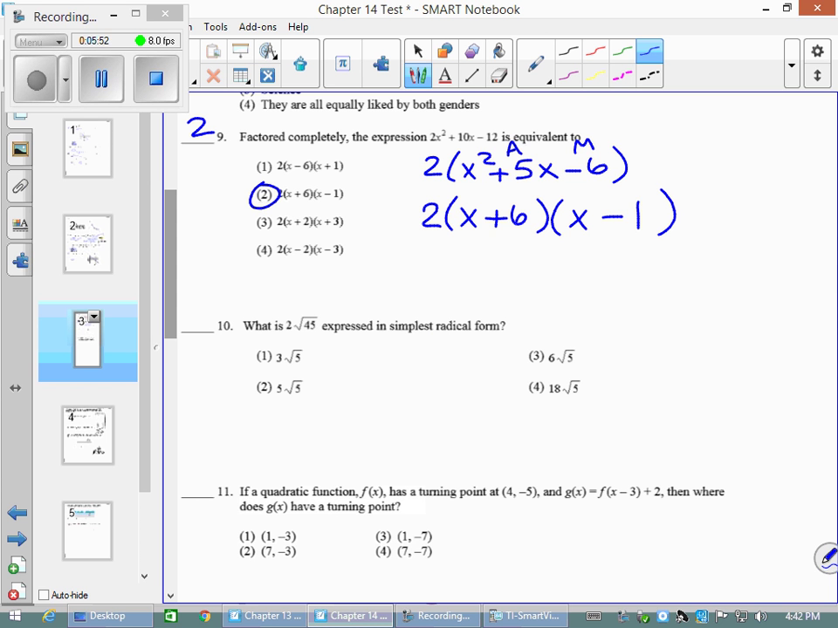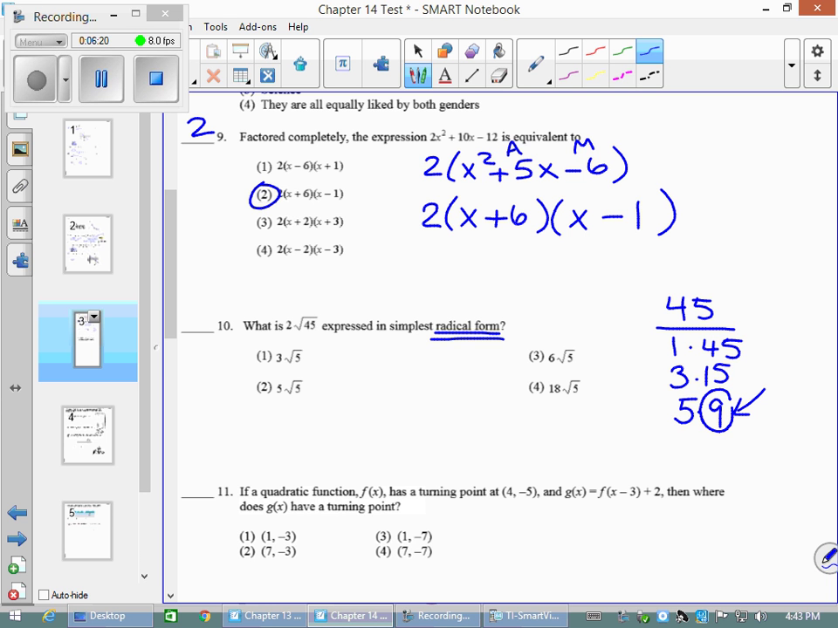So 45 is not a perfect square, but I want to think about factors of 45. So I'm thinking 1 times 45, 3 times 15, 5 times 9. If I look at these numbers, I'm looking for the biggest perfect square that goes into 45. So I can see here that 9 would be the biggest perfect square factor of 45.